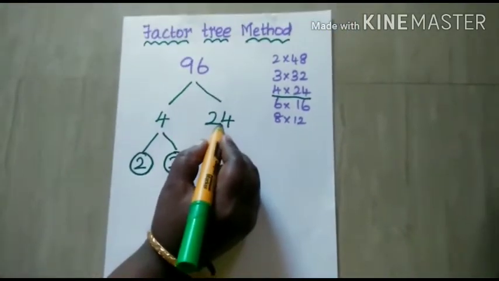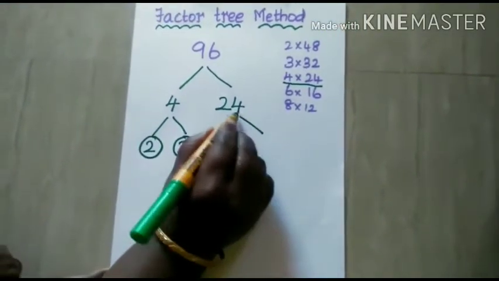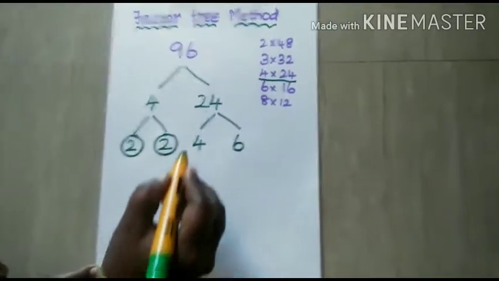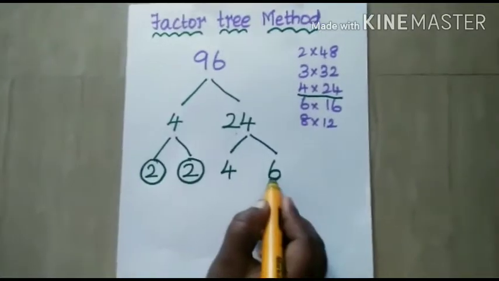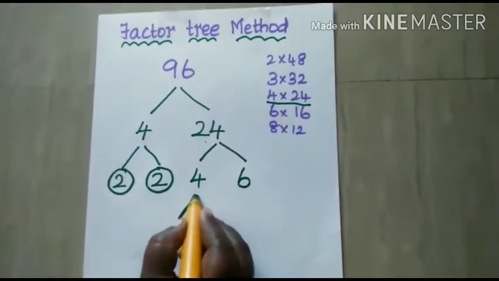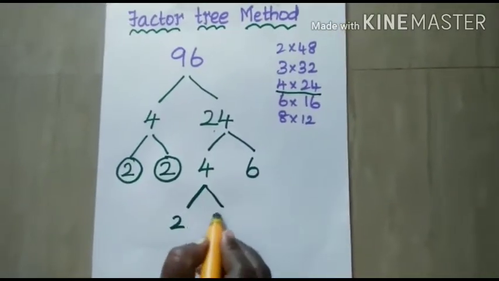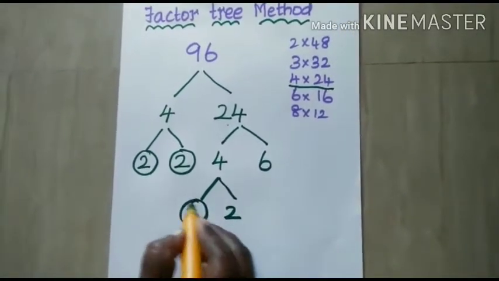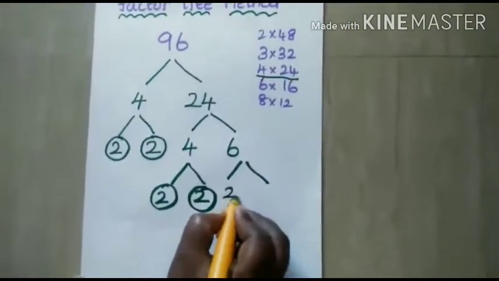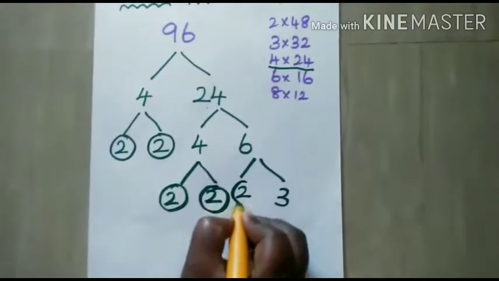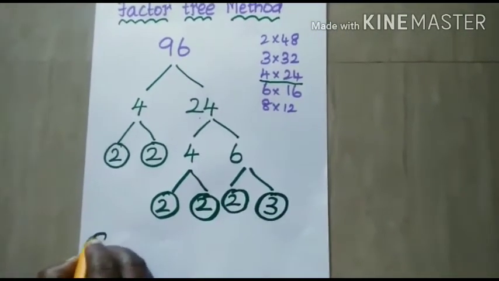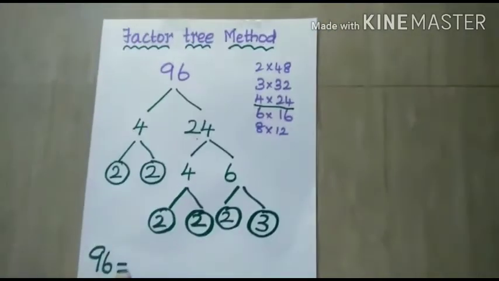Now here 24, it is a composite number. I can split this as 4 into 6. And again, you see 4 and 6 are composite numbers. So I have to split. If you split 4, I will get 2 into 2. It is a prime number. So circle. If I split 6, I will get 2 3s are 6. And here this is also a prime number. So I have circled.